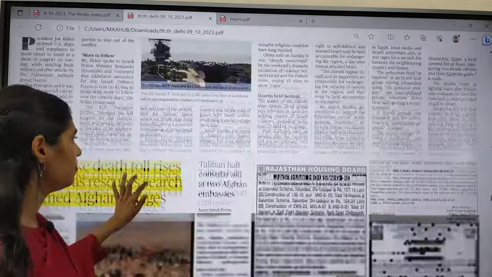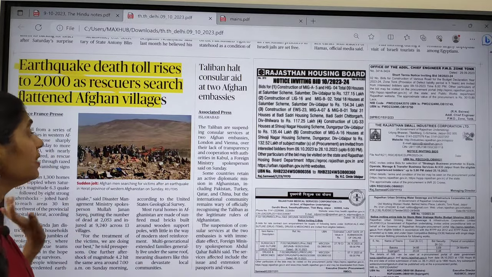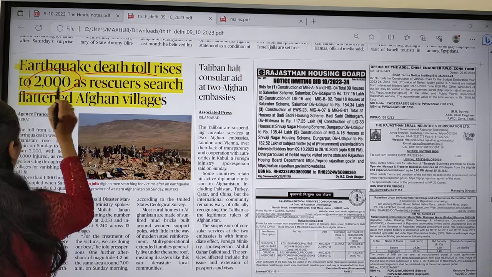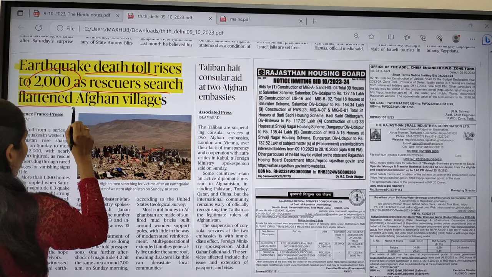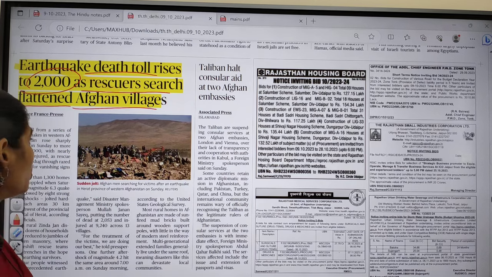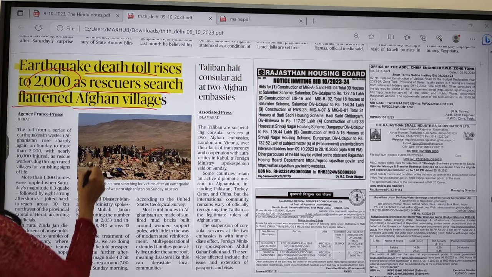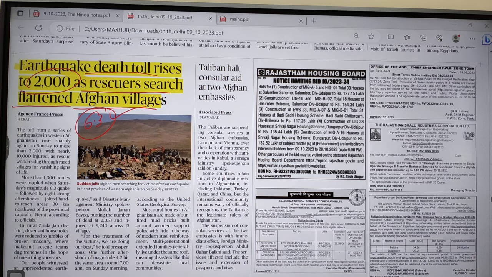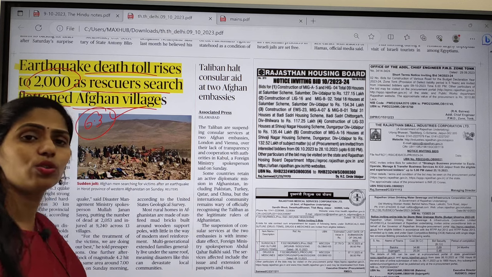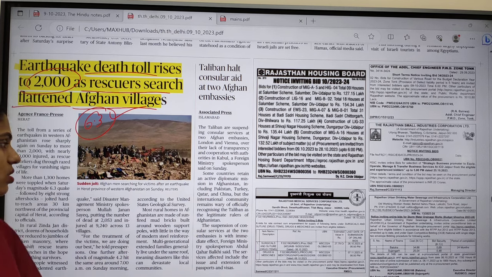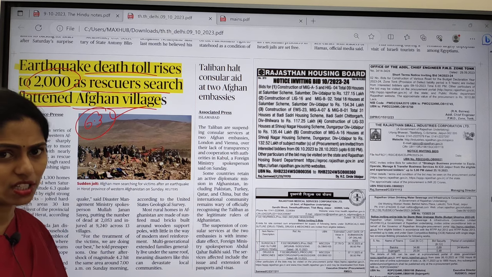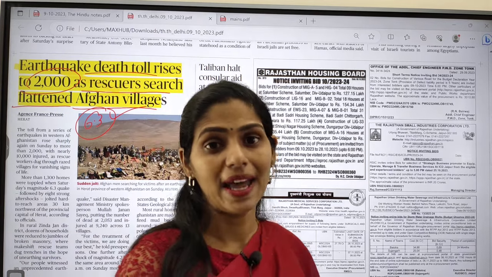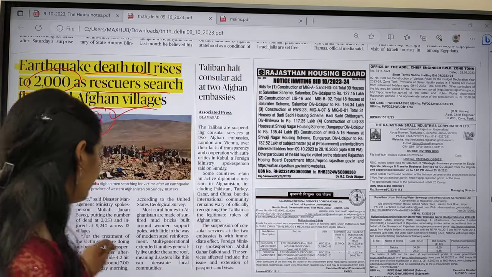And now in this world page, there is one important article. It is regarding the earthquake in Afghanistan. "Earthquake death toll rises to 2000 as rescuers search flattened Afghan villages." So what happened? A very high magnitude 6.3 earthquake had happened. Because of this high magnitude, it led to the death of around 2000. That means the disaster is of vast scale. And we have to see which type of operation will be taken up by our government of India to provide humanitarian assistance to Afghanistan.